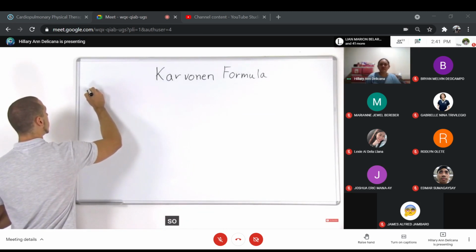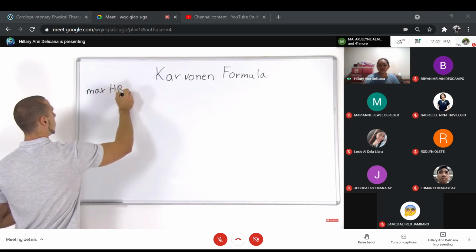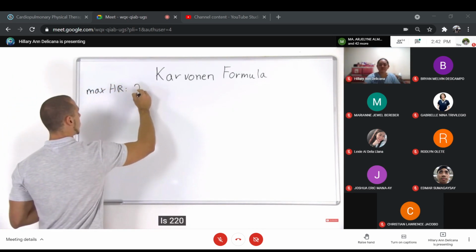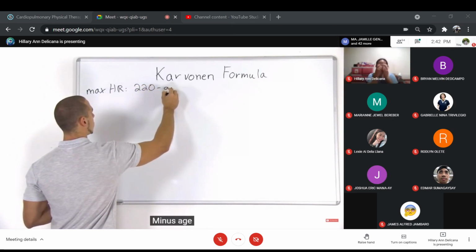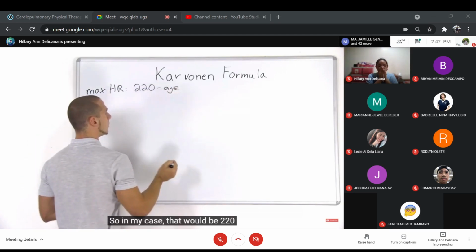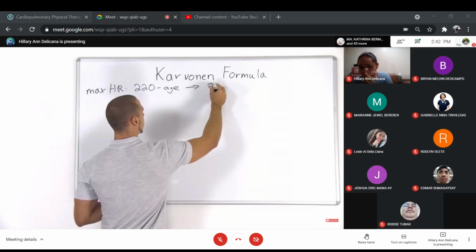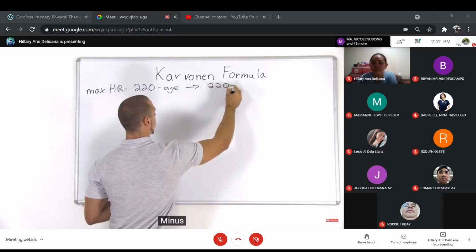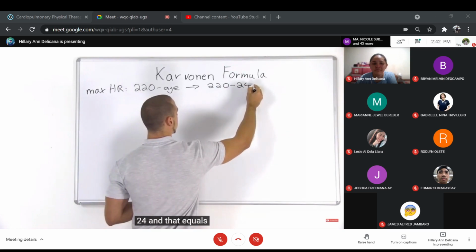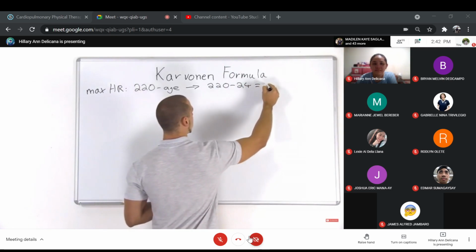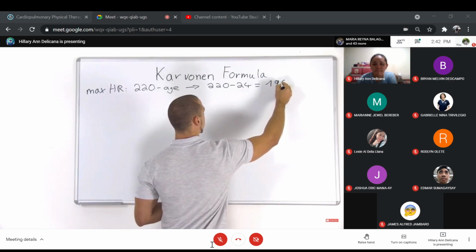So, maximum heart rate is 220 minus age. So in my case, that would be 220 minus 24, and that equals 196.